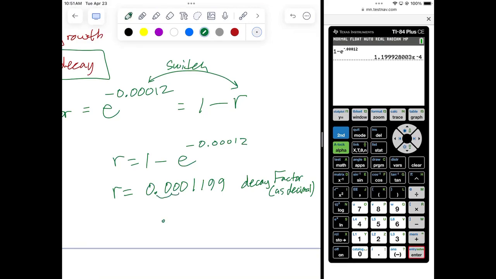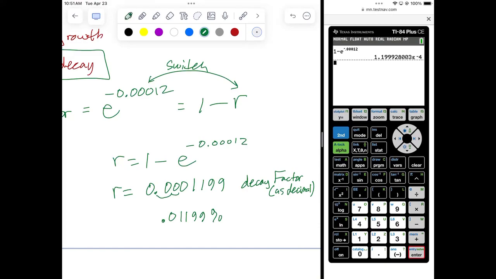Move it 2 units to the right. So point zero, bless you, 1199%. So it's a very, very small percentage. If you think that it takes almost 6,000 years for this to lose half of its mass, the decay factor is very, very small. It only loses 0.1199% of its mass every single year.